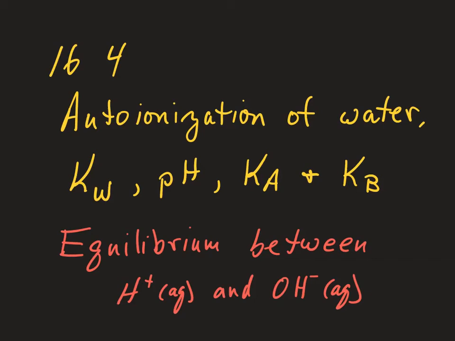In this lecture, we're going to talk about the autoionization of water, the fact that water spontaneously dissociates to form hydrogen ions and hydroxide ions. We'll talk about the equilibrium constant for that process, the Kw. We'll talk about pH as a way of describing the hydrogen ion concentration. And we'll talk about Ka and Kb, equilibrium constants for the dissociation of weak acids and weak bases. And we're going to talk then about the equilibrium between hydrogen ions and hydroxide ions in aqueous solution.